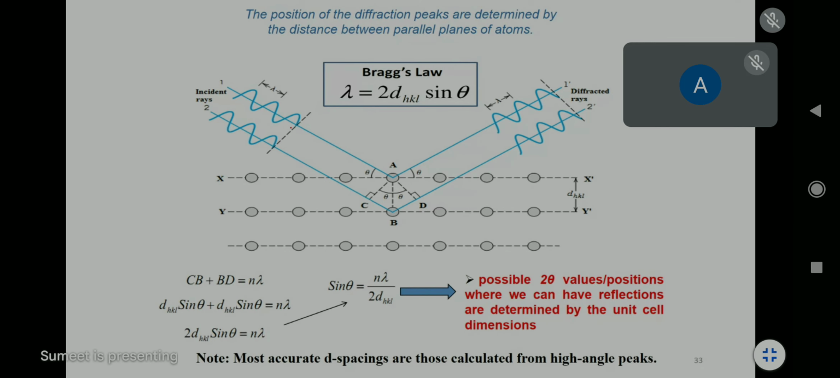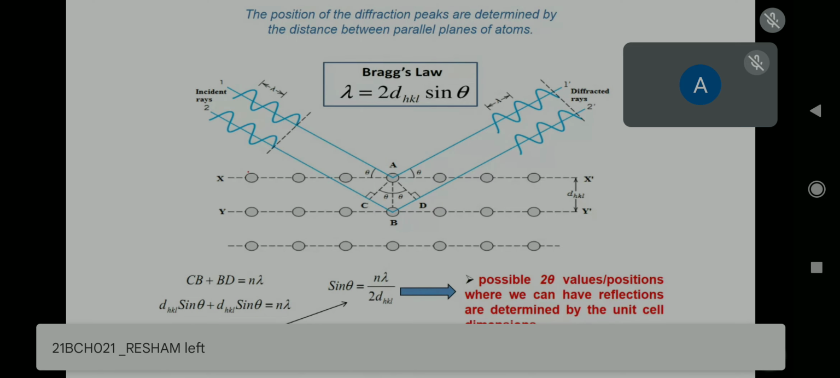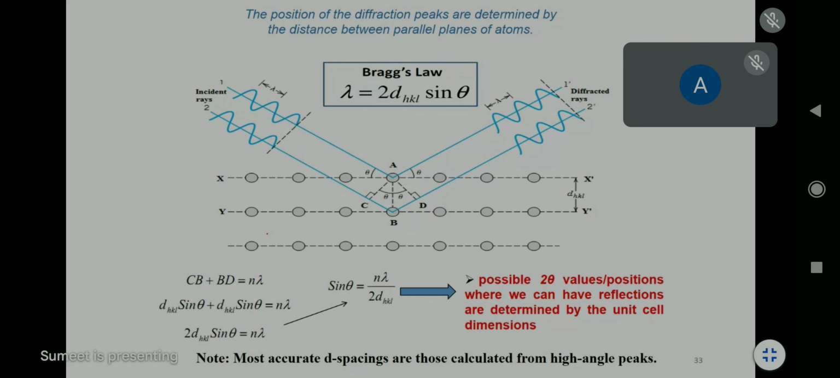So consider atoms. This is one plane, and these are the atoms, or you can consider it as a 2D lattice, because in 3 dimensions it is difficult to show. So on a sheet of paper, we show it in the form of a 2D lattice, and these circles represent atoms, and these are the X-rays. This is the first incident X-ray, this is the second incident X-ray.